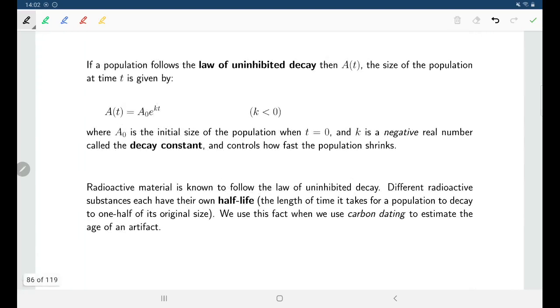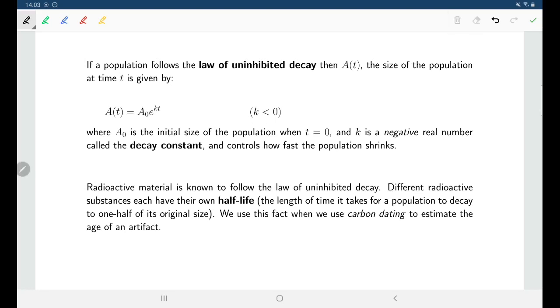We have the same exponential growth formula that we had before, the same initial amount, the same time t. The only difference is that instead of having a growth constant k, we have a decay constant. And that's because our value for k here will be something negative. So we'll have a value for our decay constant being negative, and the more negative it is, the faster our population will shrink over time.